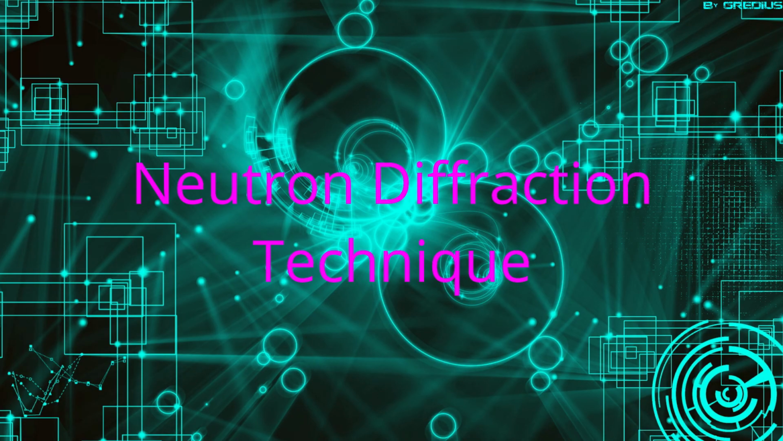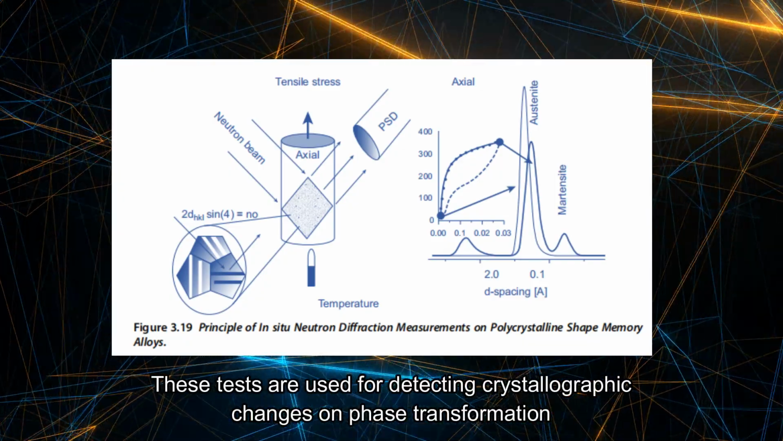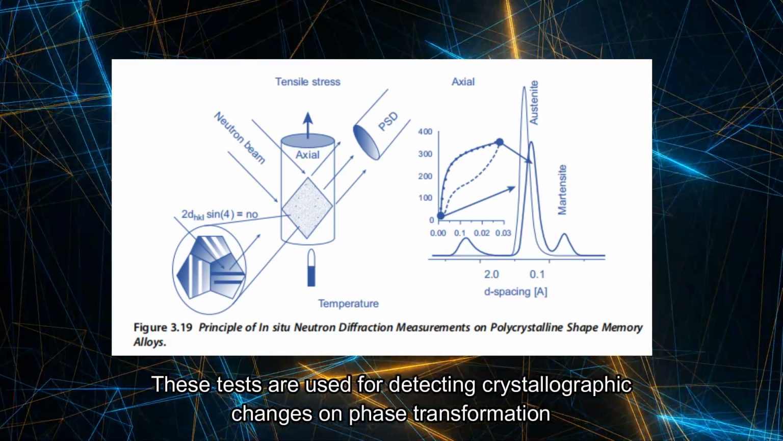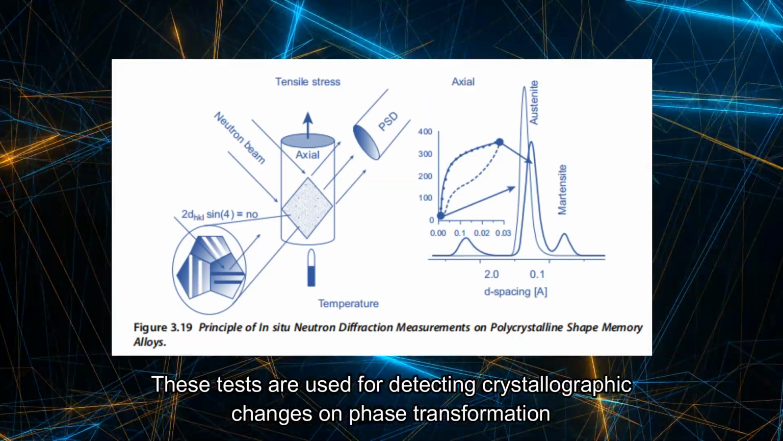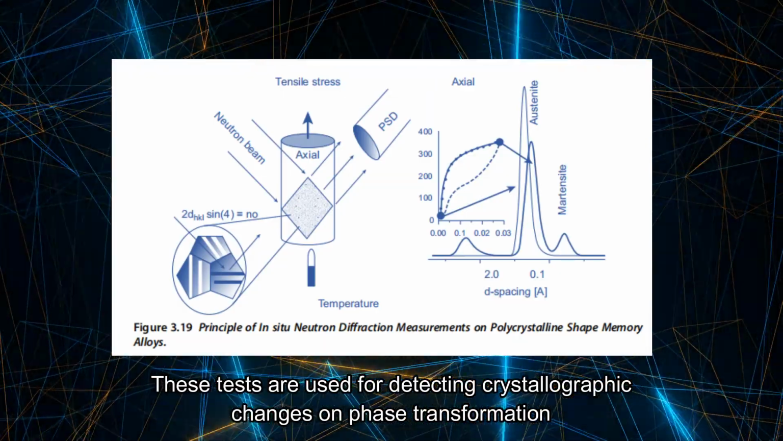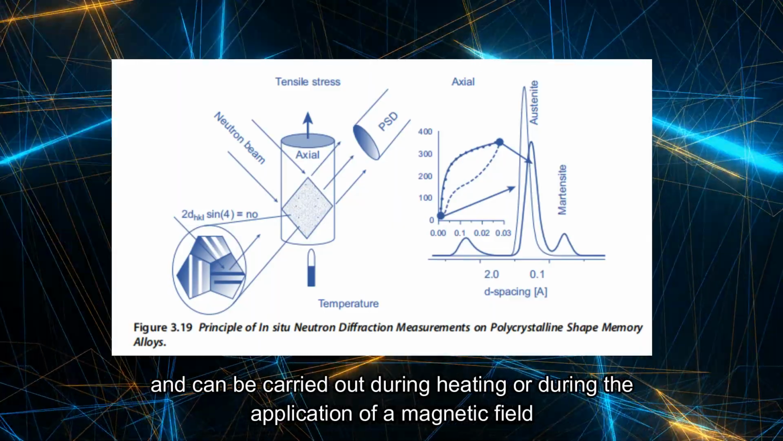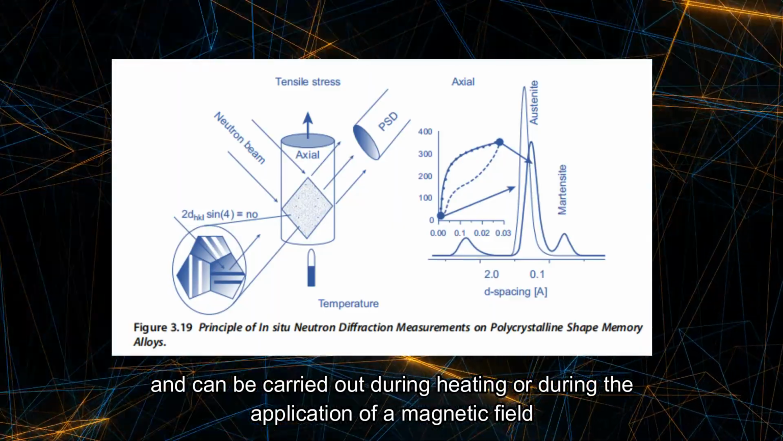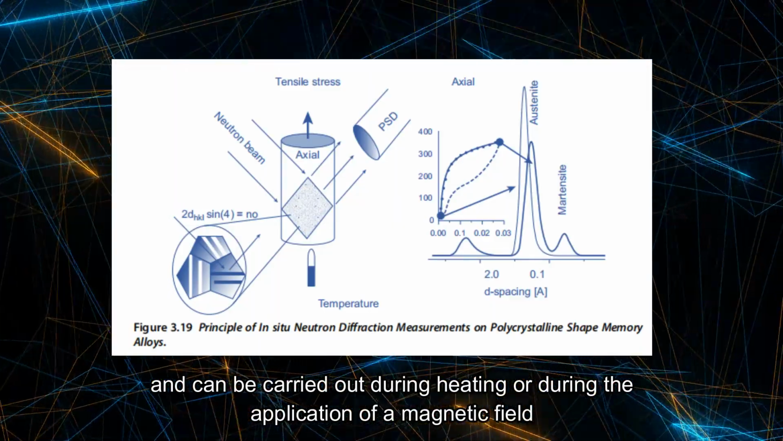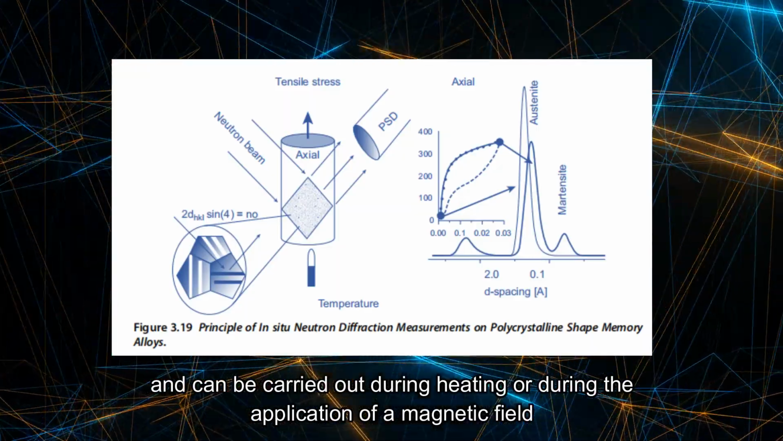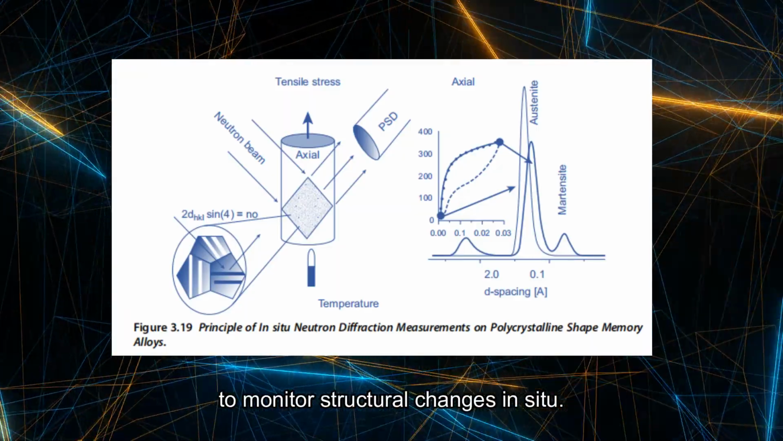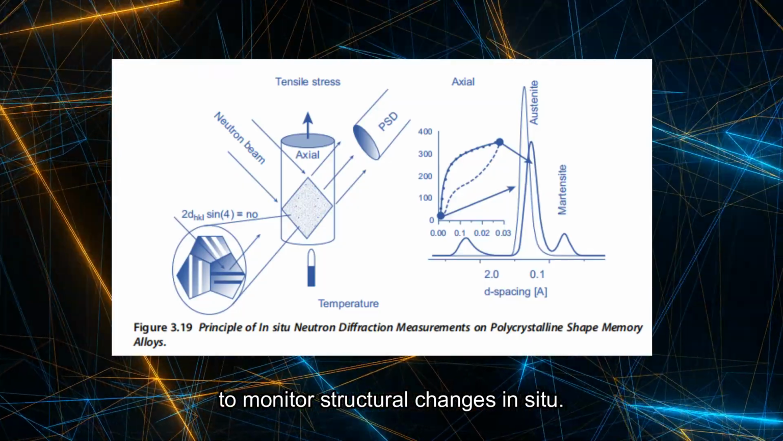Last is the neutron diffraction technique. These tests are used for detecting crystallographic changes on phase transformation and can be carried out during heating or during the application of a magnetic field to monitor structural changes in situ.